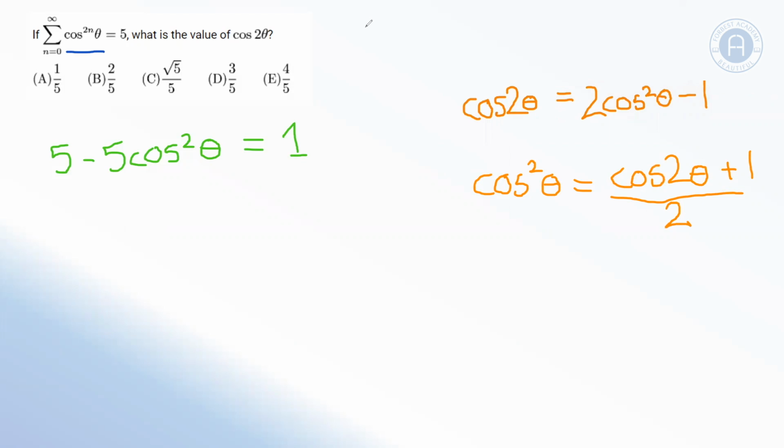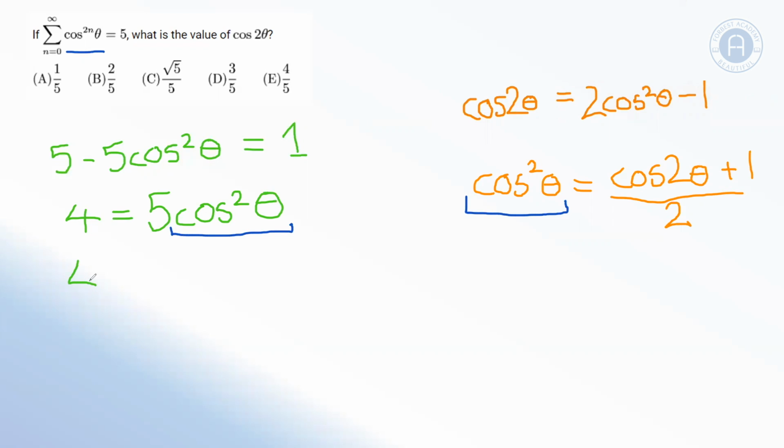Now, if we go back to our question over here, if we make another step in our rearrangement, just to make our equation look slightly nicer, we can have 4 is equal to 5 cos squared theta. And then if I substitute in our value of cos squared theta from our identity into our equation, we're going to get that 4 is equal to 5 multiplied by (cos 2 theta plus 1) over 2.